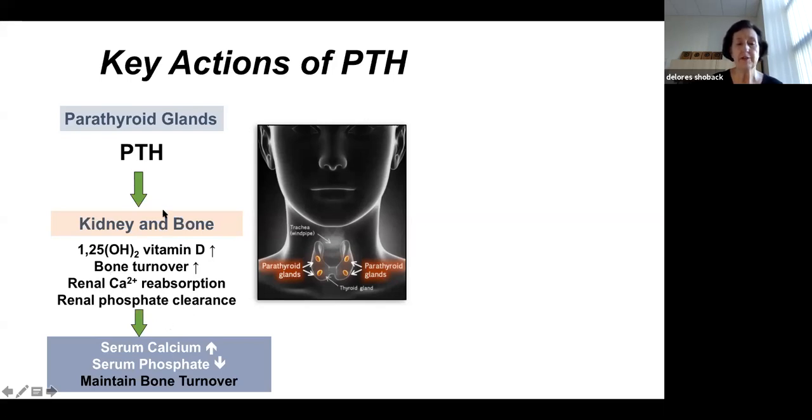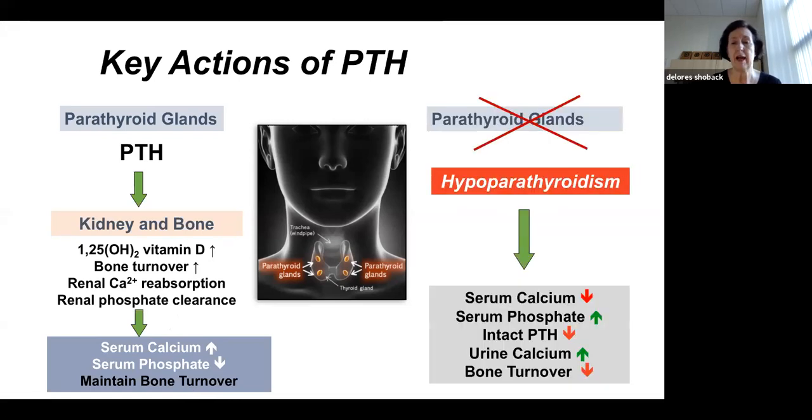And these actions of parathyroid hormone, this is what we depend on every single day, are going to raise the calcium and maintain it, and they're going to lower the phosphorus and maintain it. And they're going to maintain a good level of bone turnover so our bones are happy and our bodies are happy.